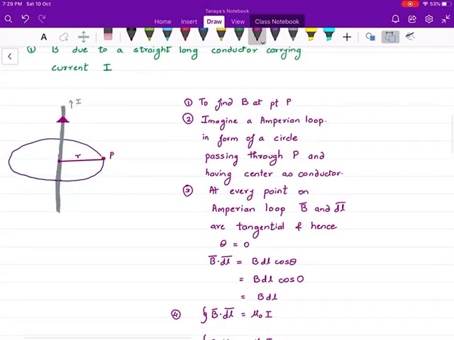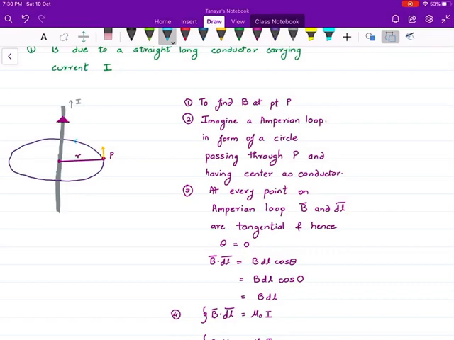Now at every point on this Amperian loop, what will be the direction of B and what will be the direction of dl? See, what will be the direction of B? It will be tangential to this loop. It will be in this direction, because use your right hand, point the thumb in the direction of the current and see where your fingers curl along the loop, in the anti-clockwise direction, is it not? So at point P, the direction of the magnetic field is tangential.